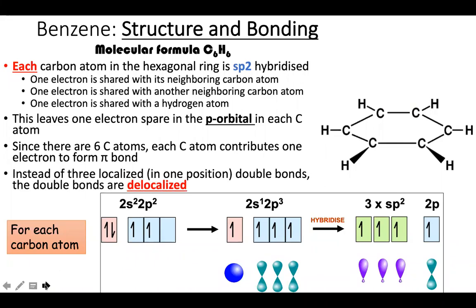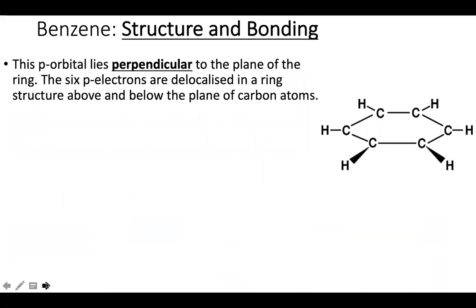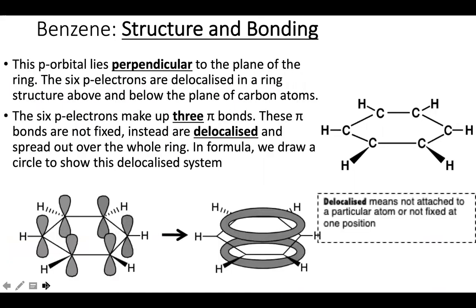So instead of having 3 localized double bonds or 3 localized pi bonds, the double bonds are delocalized. Okay, delocalized means not attached to a particular atom, or not fixed at one position. You don't know if it's between carbon 1 and 2, 2 and 3, 3 and 4, 4 and 5, 5 and 6, or 6 and 1. It can be anywhere.